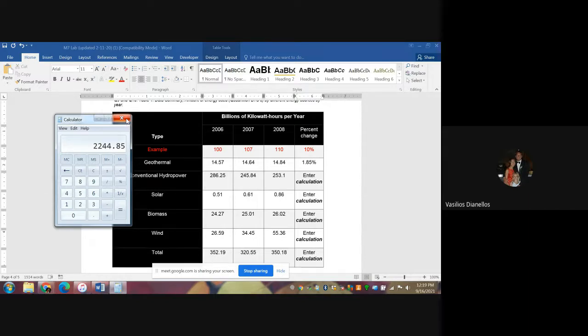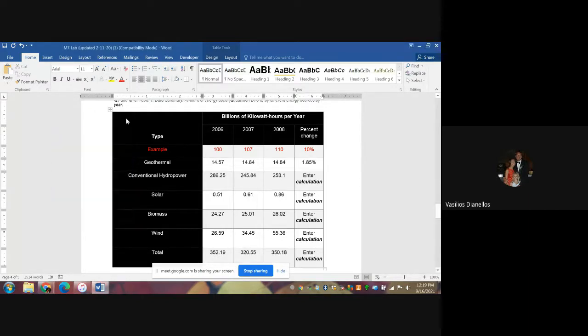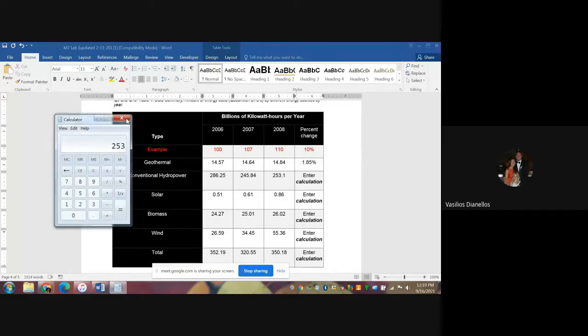And I did something wrong. I could tell by looking at that. So let's do it again. Calculate 253.1 minus 286.25. There we go. We have our number. Now let's divide it by the original number. So divide it by 286.25. Okay, good. Now let's make it a percentage by multiplying it by 100, or moving the decimal point 2 places, times 100. So negative 11.58, right?